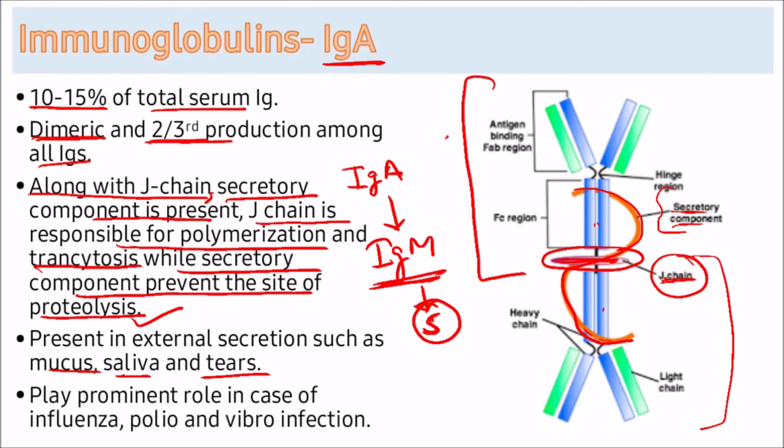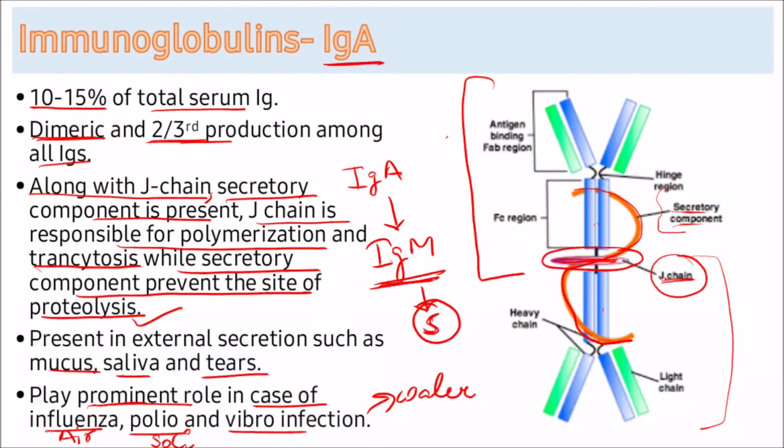So IgA plays a prominent role in case of influenza, polio and Vibrio infection. Influenza is caused through the air, polio through soil, and Vibrio infection, as we all know, is a water infection. Okay, so this part is important. It is asked 1 to 2 times in the GATE exam.